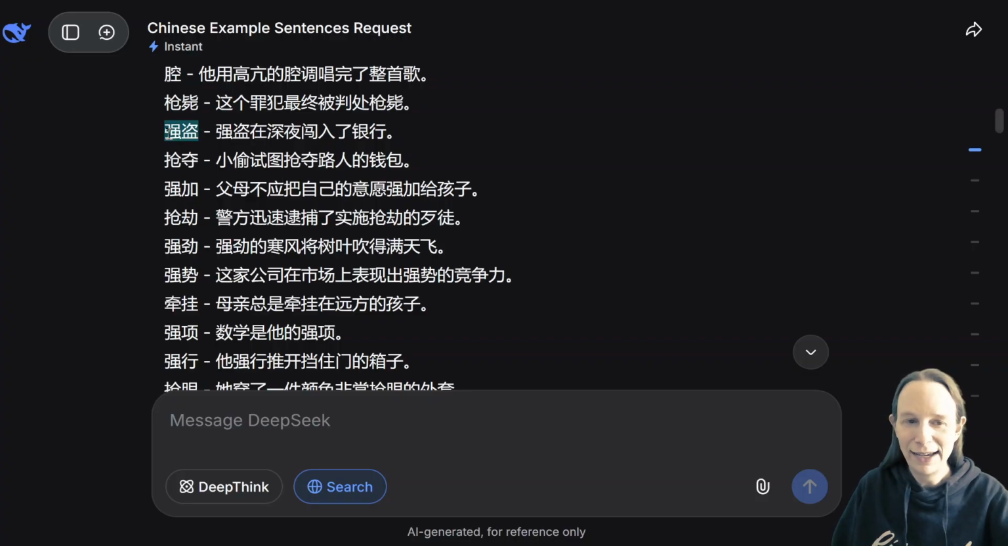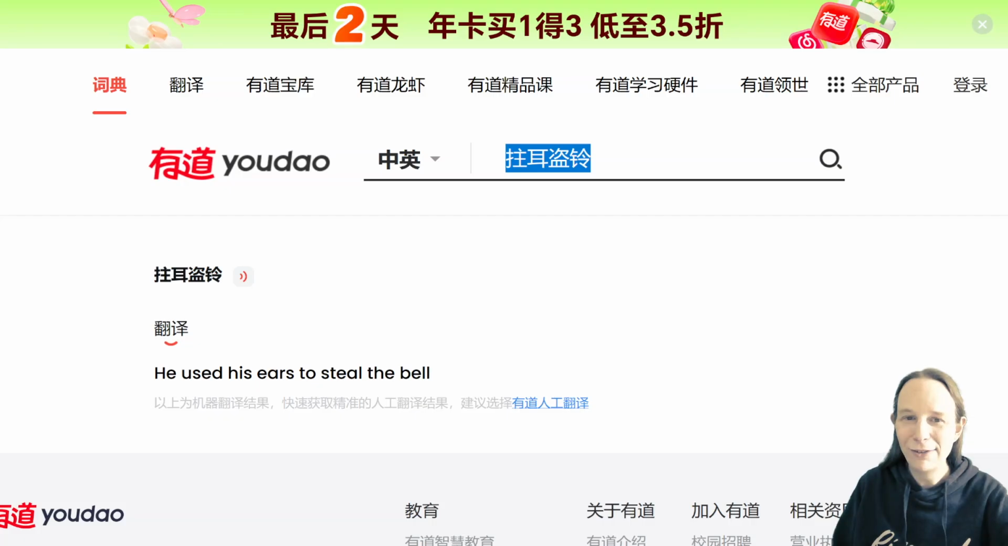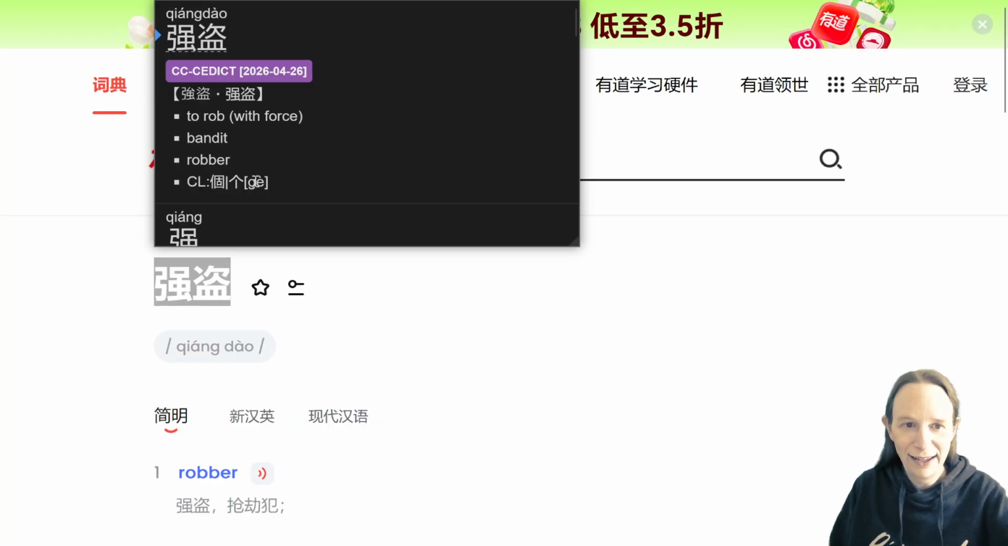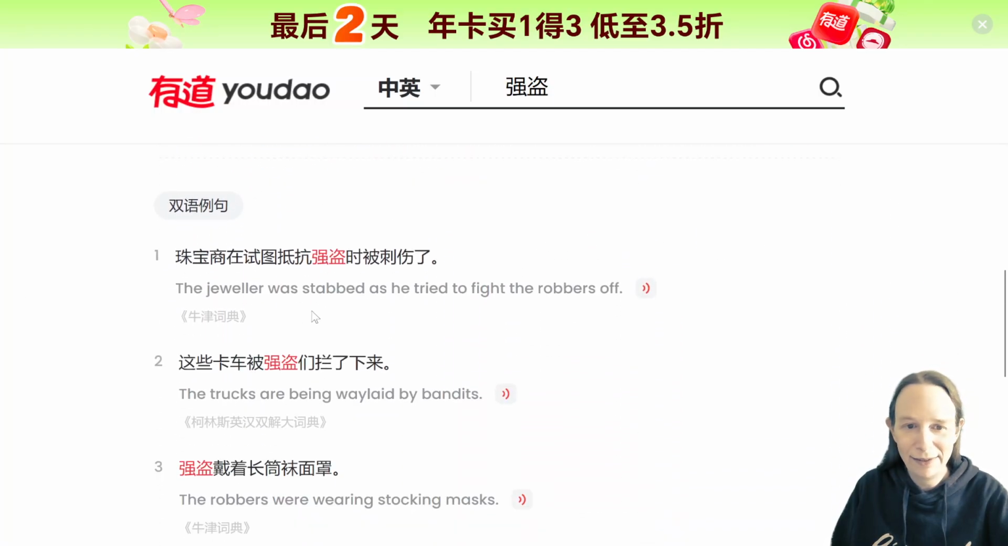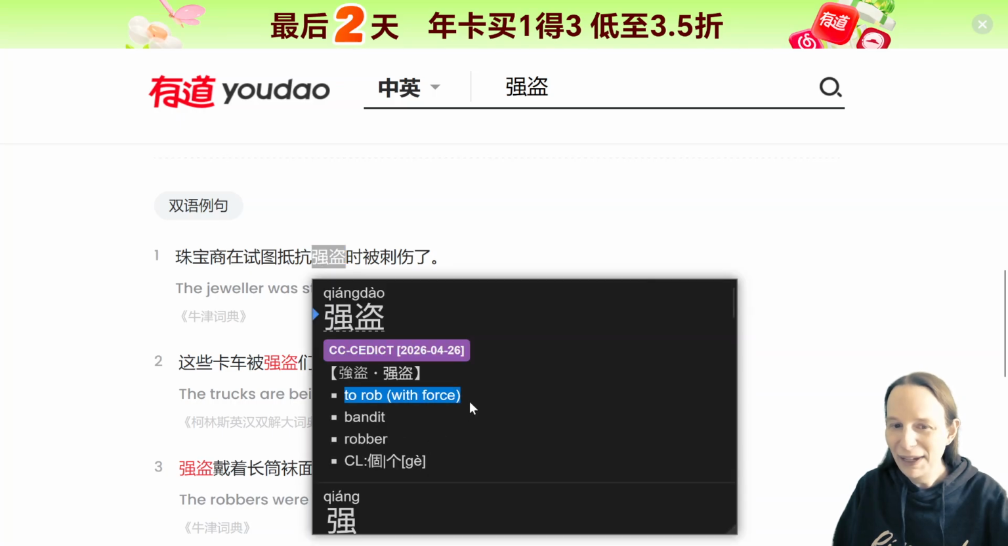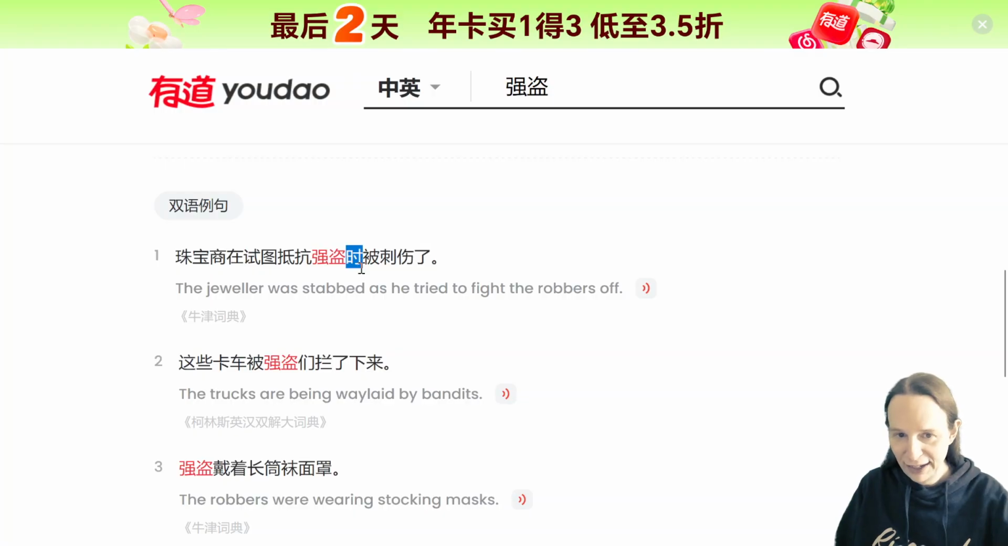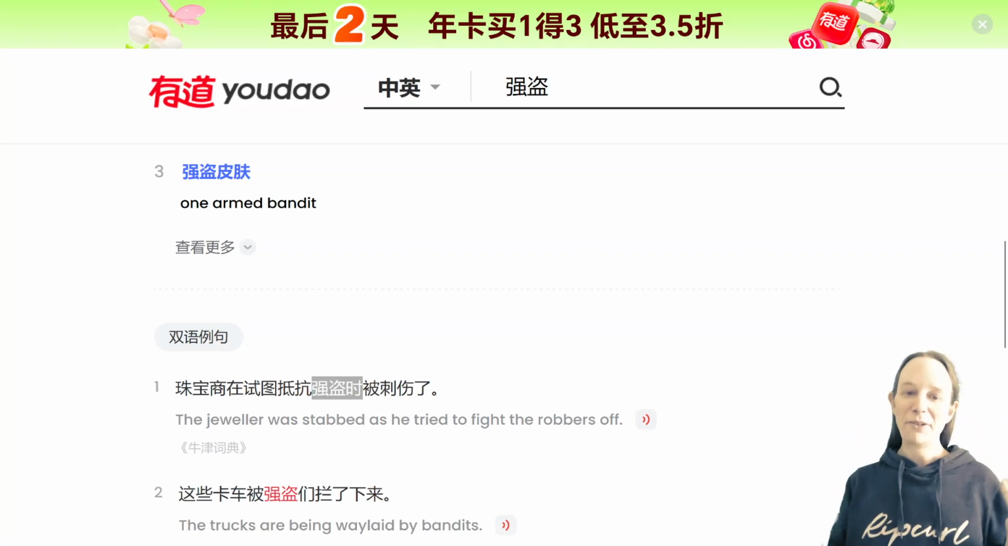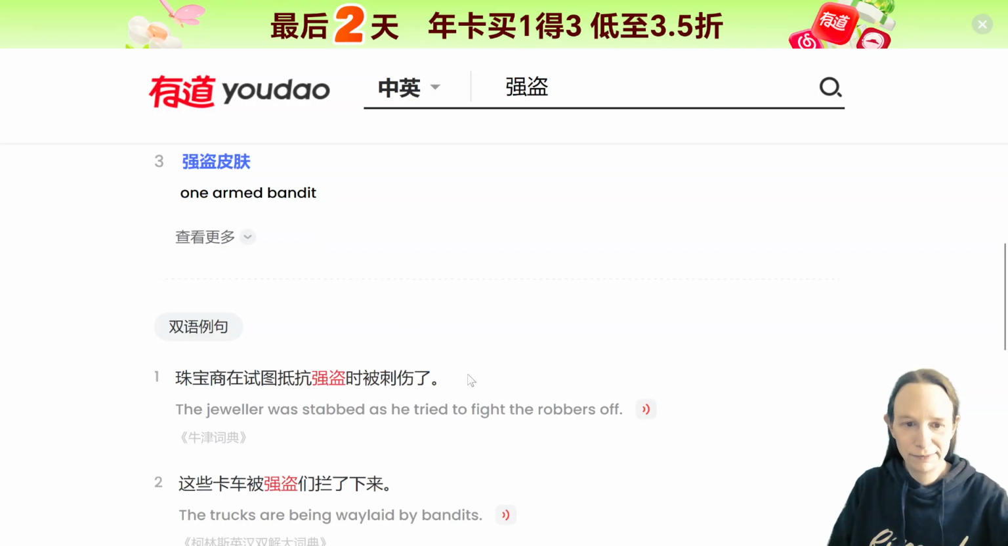So dao, we've got 强盗. 强盗. So 强 is strong or powerful. This was what I was expecting. To rob with force. Okay. 珠宝商, so the jeweler, 在试图抵抗强盗时被刺伤了. So I think this is while being robbed. So if you've got a 时, it needs to be a verb phrase, right? So while something is happening, while the robbery is going on.